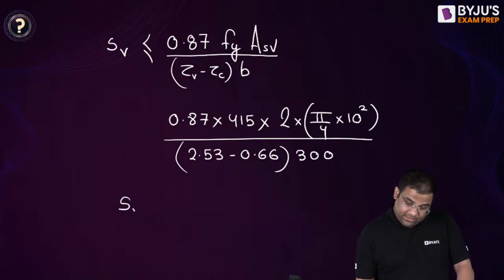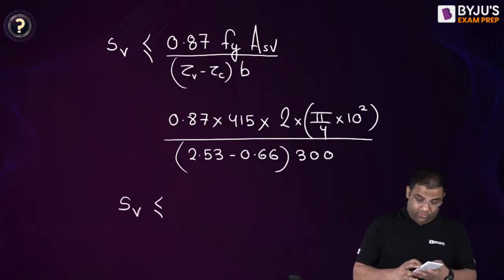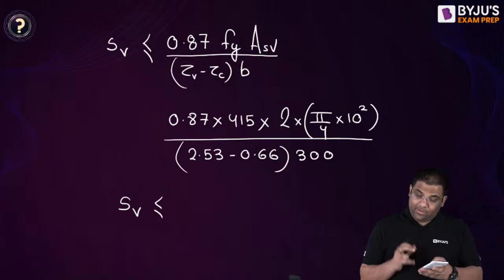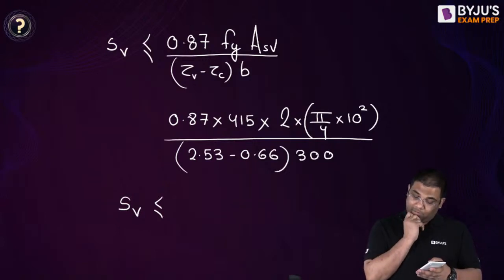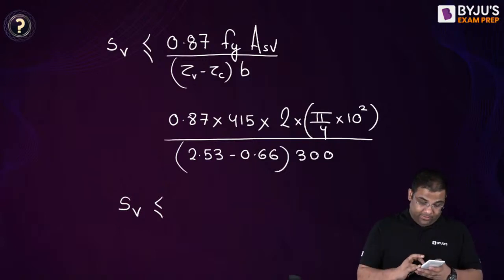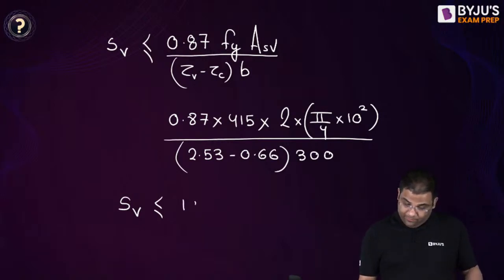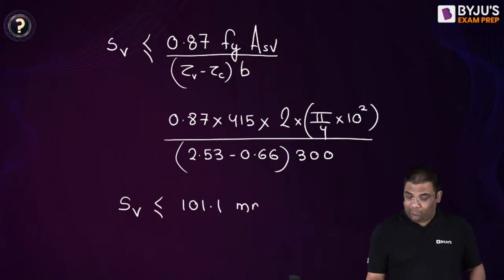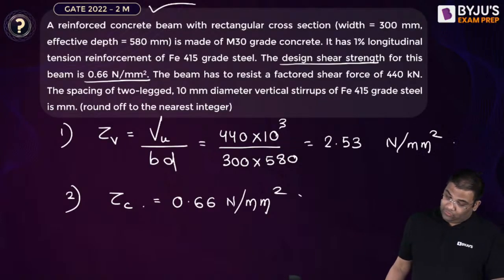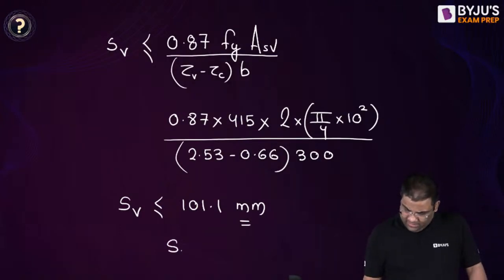So how much are you getting? This SB is 0.87 into 415 into 2 into pi divided by 4 into 100 divided by 300 divided by 1.87. I'm getting a value of 101.1 mm, right? Now what is the question? Round up to the nearest integer. So the answer will be 101.